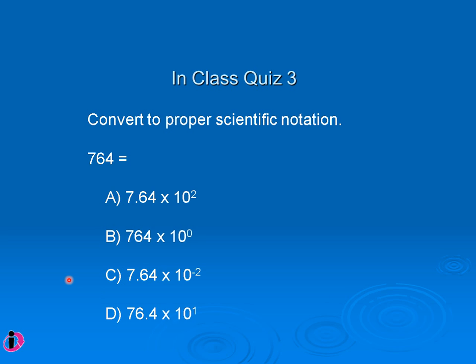764. How are you going to write it as scientific notation? Your decimal point is right after 4 and you will move it to right after 7. You are moving to the left, so the power will be positive. 7.64 times 10 squared. The right answer is A, right?